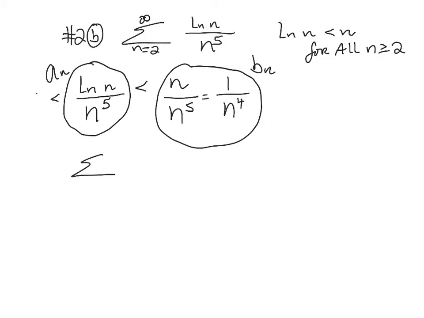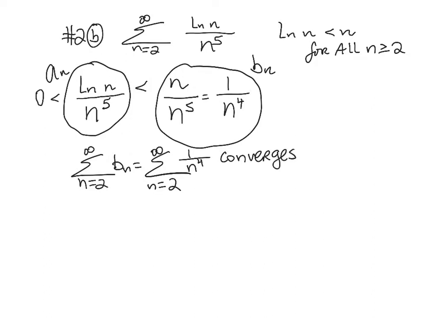Now we're going to look at the b sub n sequence here. The series from 2 to infinity of b sub n, which in simplified form is summation from 2 to infinity 1 over n to the 4th. We know that this is a p series with p equals 4. Since that's bigger than 1, it converges. So the b sub n series converges, and the reason you can cite is it's a p series with p equal to 4, which is bigger than 1, or you can also show this by the integral test.